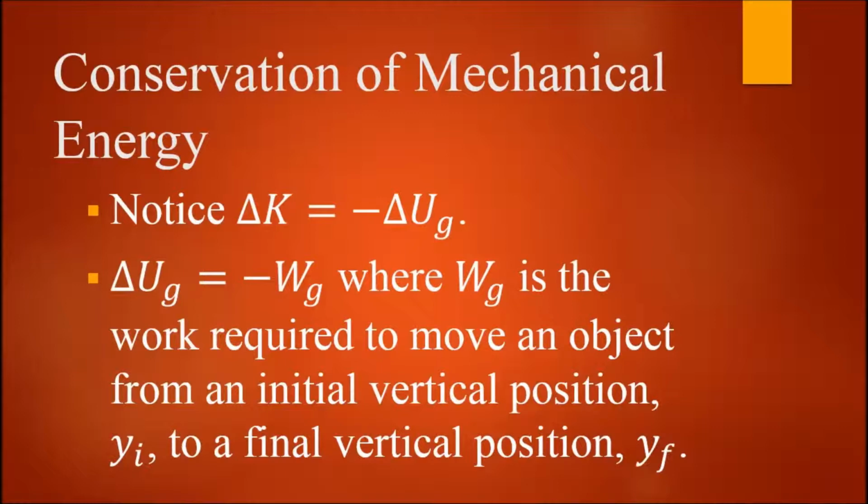Now, the gravitational potential energy of a system is equal to the negative of the work required to move an object from an initial vertical position to a final vertical position. The negative sign is there since gravity naturally tends to move an object from a higher position to a lower position, and this corresponds to a decrease in the gravitational potential energy of the system. And so this means the work done is positive, and this corresponds to an increase in the kinetic energy of the system.